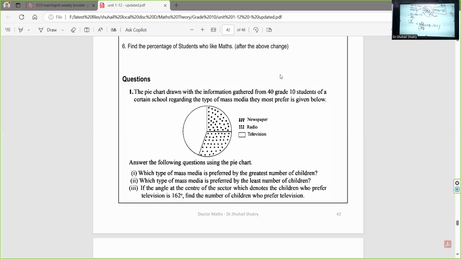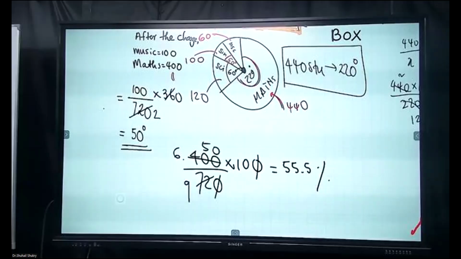So how many students have they taken for this survey? 40 students. It means the total is how much? 40. So do you know the total degree? Online students, you can take a screenshot of this. Do you know the total degree? 360 degrees. So do you know the total students? 40 students. So do you have a golden box now? Yes.